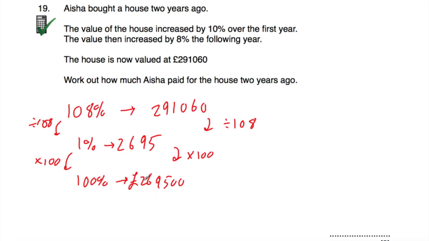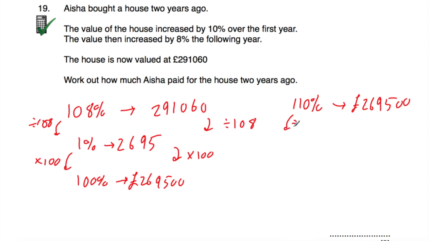Okay, so we now know the price of the house last year, but because the house increased by 10% and then increased by 8%, we've gone backwards and found out how much it's worth before the 8% increase. We need to go back again and figure out how much it was before that 10% increase. So we know that this is how much it was last year. We want to find the year before. So we know that 110% after that 10% increase, the price of the house was £269,500. So let's find 1%.